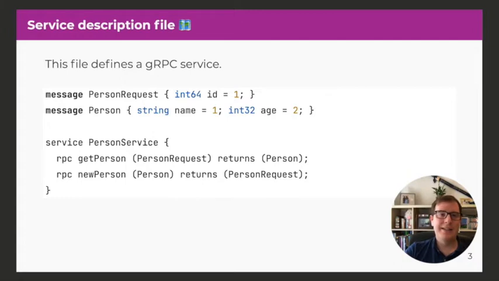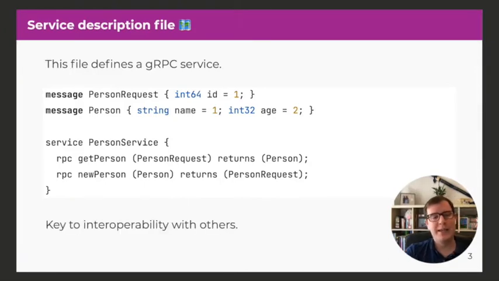So for example, let's have a service description file as in Protocol Buffers as an example. We have two messages, a PersonRequest, which contains an ID, and then a Person with a name field and an age. And then we have the service declaration, the PersonService, which has two methods, getPerson and newPerson. GetPerson receives a PersonRequest and returns a Person, and newPerson receives a Person and returns the PersonRequest. And this is key to interoperability with other systems that use gRPC.